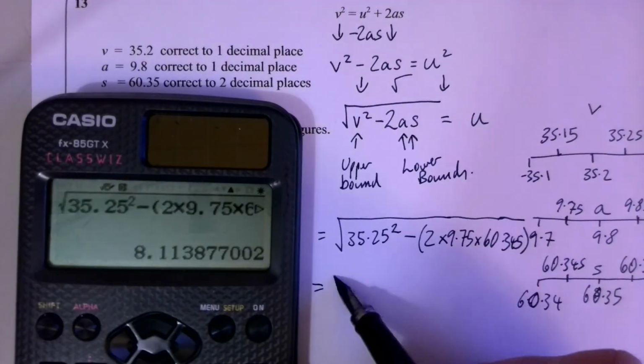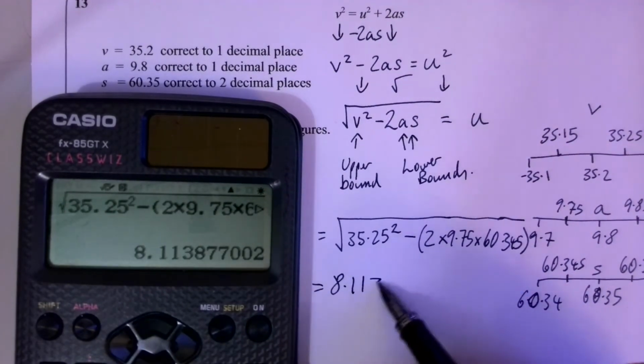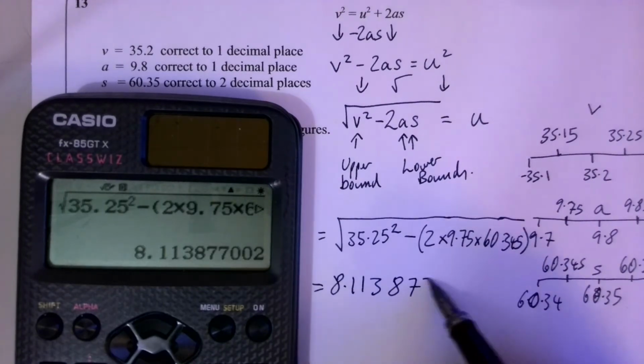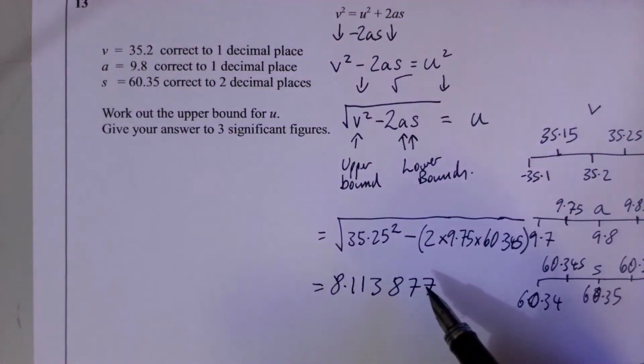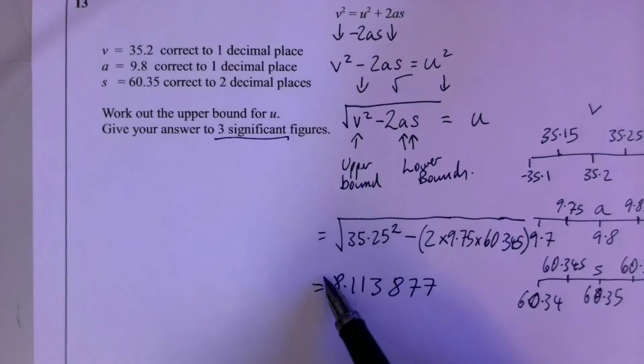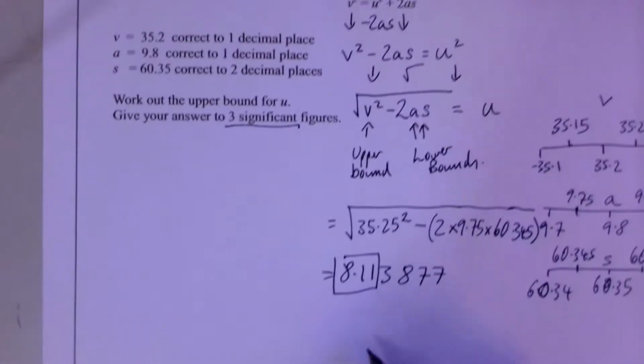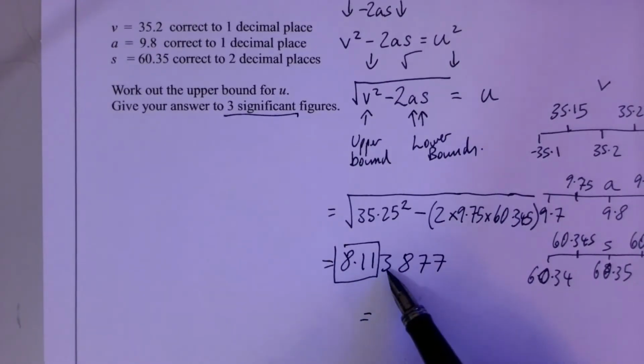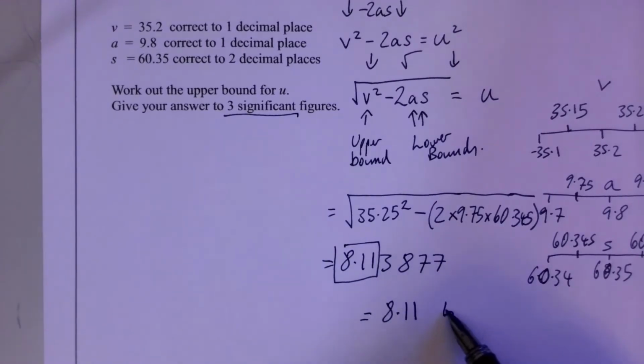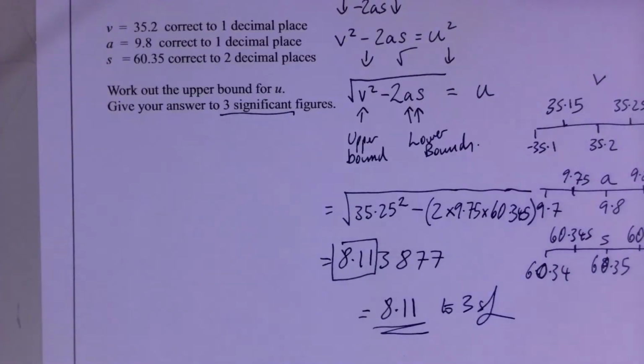Now when we get that out, we get 8.113877. We don't need the other bits because our answer needs to be to 3 significant figures, so we want the 8.11. The 3 is only a 3, so it doesn't round it up, it stays as 8.11.